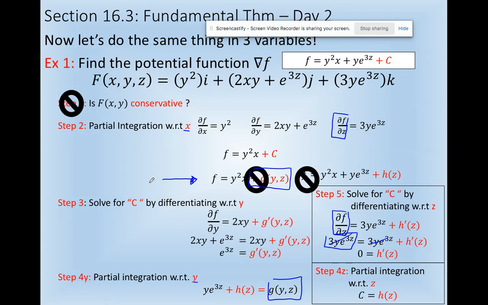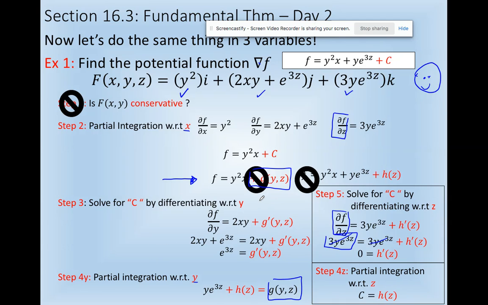Now, how can you check your work? Take the partial of this expression with respect to x. Guess what you're going to get? Take the partial of this expression with respect to y. Guess what you're going to get? Yep. Take the partial of this equation with respect to z. Guess what you're going to get? Yep. Take the partial with respect to a constant, you're going to get 0. Right? Woohoo!